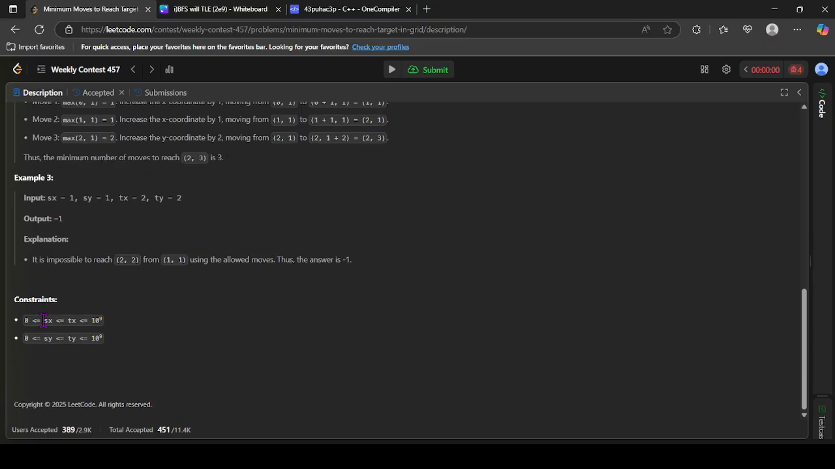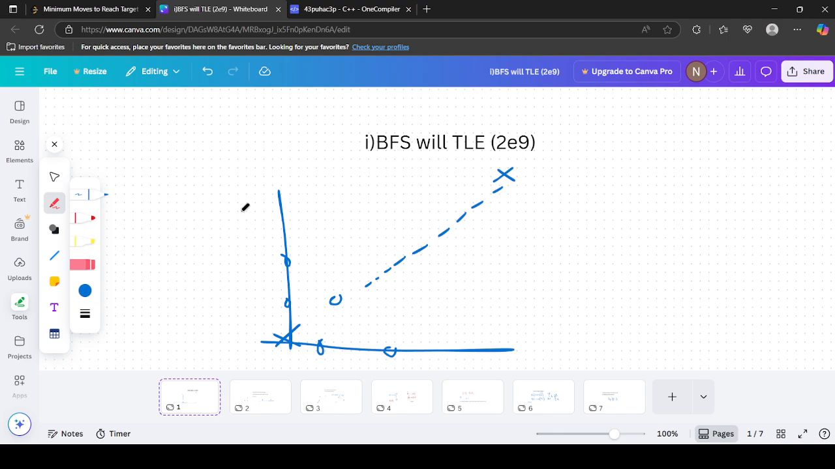The constraints are that both sx and sy are up to 1e9, and similarly tx and ty are also up to 1e9. So the first thing is we have to find the least time to reach (tx, ty). The first idea is simply BFS, because it will give the least number of moves we can take to reach the final point. But a normal BFS will give TLE because it is a large 2D grid with x and y limited to 1e9, so it will take O(m plus n), which is very high and very bad.